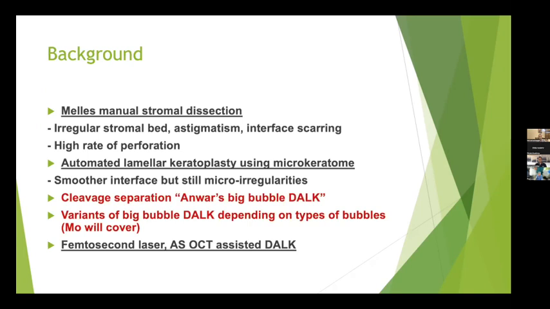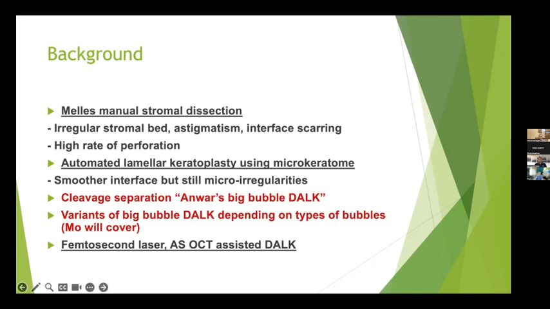Then there was also automated lamellar keratoplasty, where, similar to LASIK, you use a microkeratome to cut a certain depth of the cornea, and use that microkeratome to also cut the donor tissue. In theory, it may give a smoother interface compared to the manual dissection technique, but they still found that the microkeratome would leave behind micro irregularities that may lead to higher order aberrations as well.